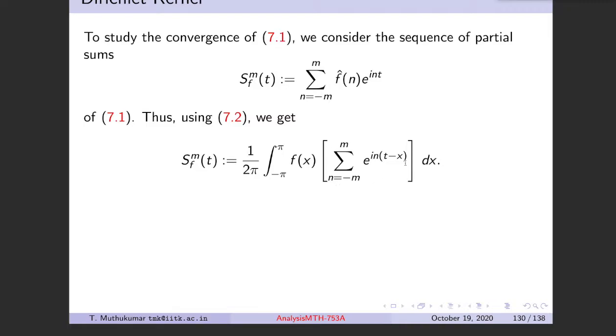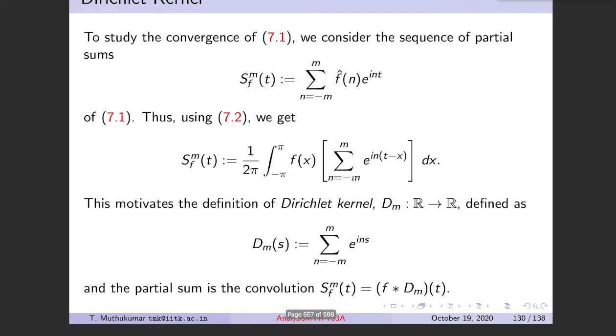And whatever you have within the square brackets is precisely what is called the Dirichlet kernel. The Dirichlet kernel D_m(s) is precisely what you have here. You can think of the Fourier partial sums as a convolution of the function f with the Dirichlet kernel. So that is how the Dirichlet kernel naturally appears with the Fourier series. The Dirichlet kernel is what you need to convolve the function f with to obtain the Fourier partial sums.